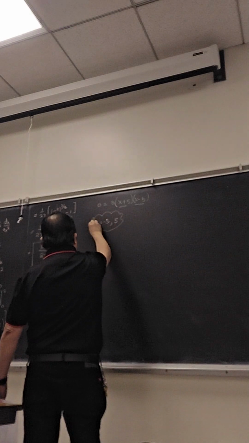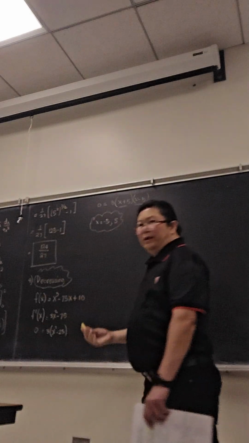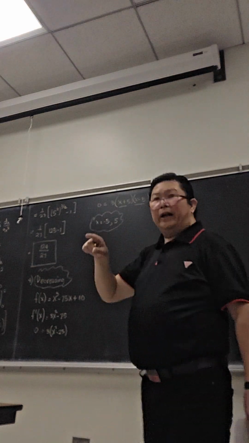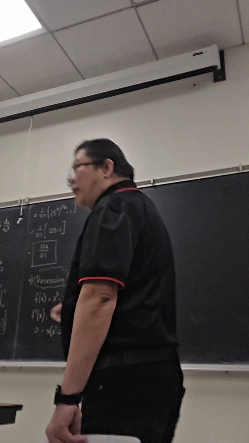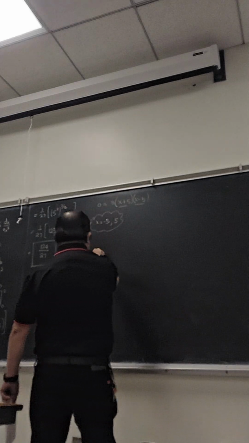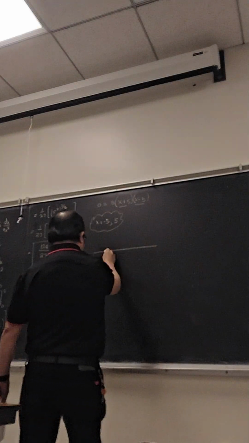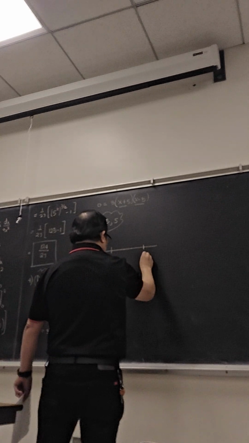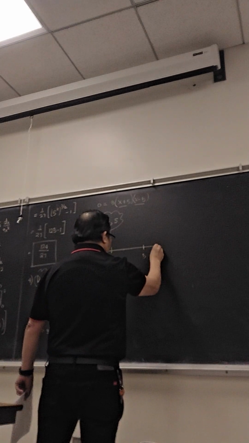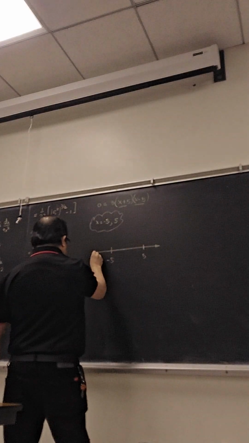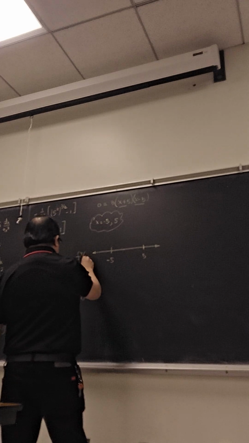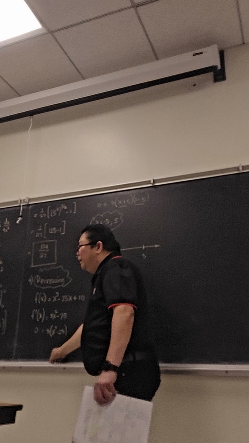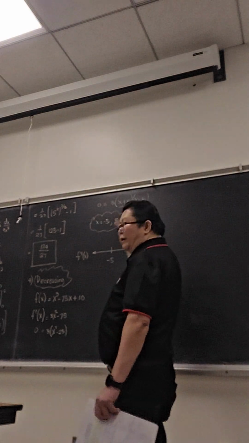And what to do with this? Because the question is decreasing function. So we do a number line, right? The f prime sign line. So we say negative 5, positive 5. So f prime. Okay. So you just plug in right here.